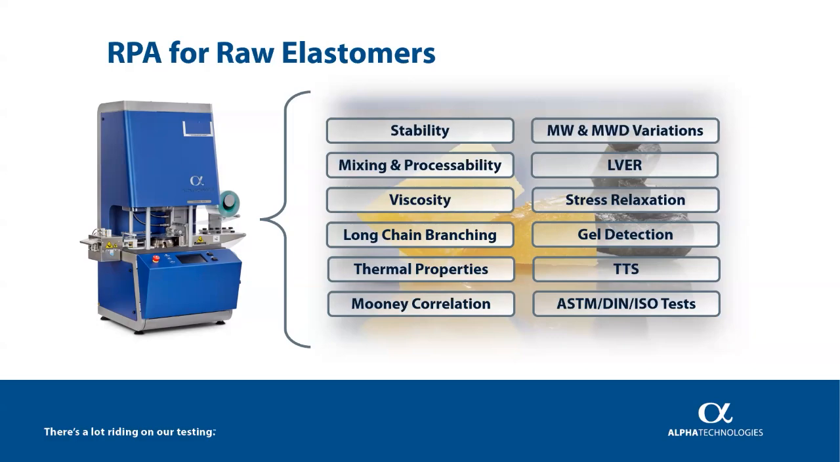The RPA can even help evaluate molecular weight and molecular weight distribution variations across different batches. Beyond that, it allows us to determine the linear viscoelastic region, run stress relaxation tests, and detect the presence of gels. With the time temperature superposition, which is TTS, we can broaden the shear rate range significantly, making it possible to simulate high shear processes like extrusion and injection molding. And of course, the RPA is fully capable of performing standard tests according to ASTM, DIN, and ISO protocols.